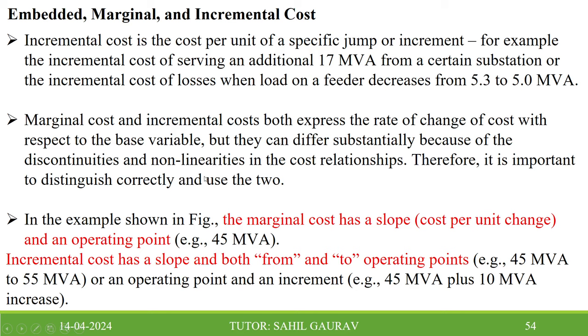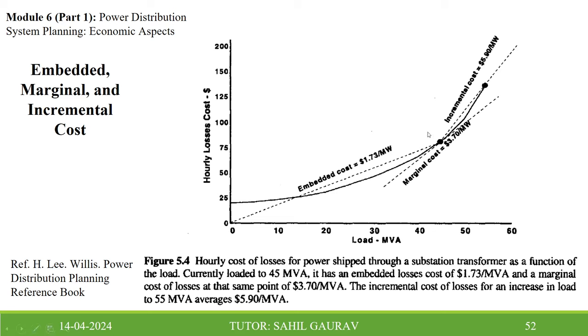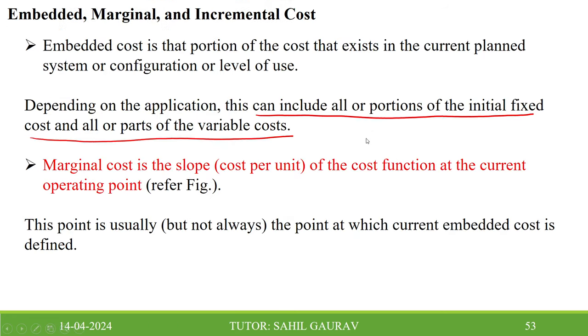So in this example, you can see the marginal cost as a slope, that is cost per unit change at an operating point, while the incremental cost has a slope between both from and to operating points. So you can clearly see from the figure the difference between marginal cost and incremental cost. Incremental cost has a starting and end point, while marginal cost is defined at a certain instant.